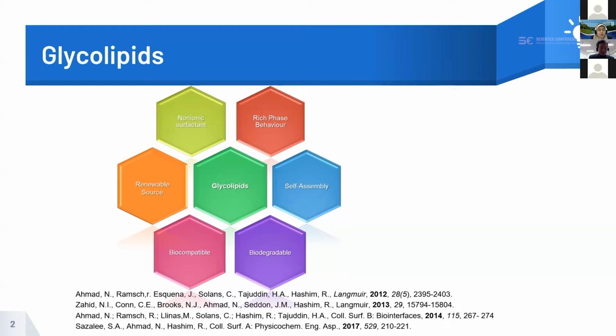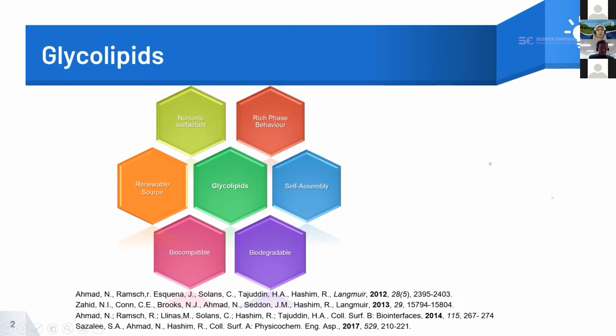It can form different liquid crystalline phases such as lamellar, hexagonal phase, cubic phase, and so on. And then this glycolipid also can self-assemble in the solution to form different aggregates such as hexosome, liposome, and so on. Not only that, glycolipid is also biocompatible to our blood and easily biodegradable. So with these properties, glycolipids can have very wide practical applications in cosmetics, pharmaceutics, and also cosmeceutical applications.